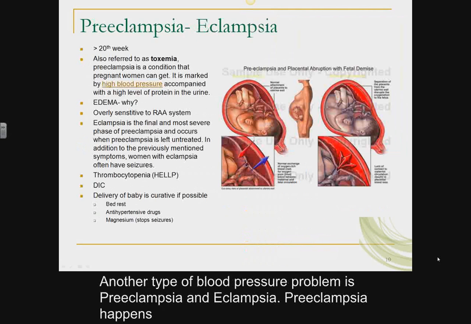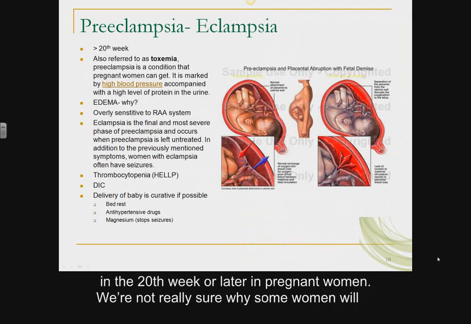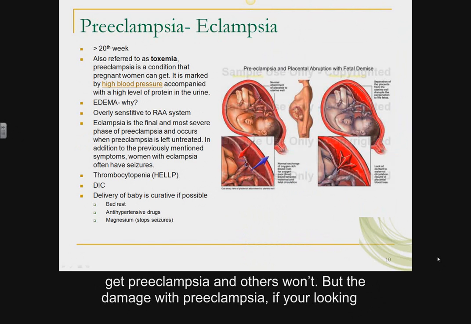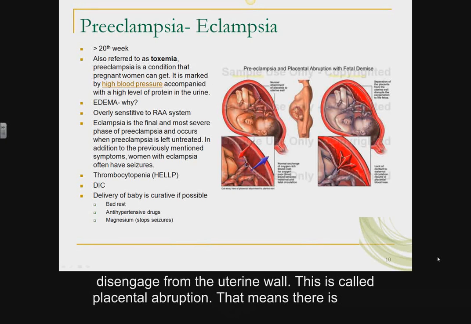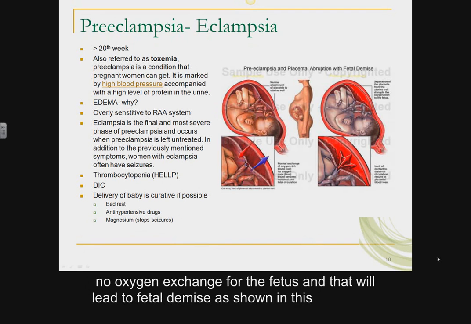Another type of blood pressure problem is preeclampsia and eclampsia. Preeclampsia happens in the 20th week or later in pregnant women. We're not really sure why some women will get preeclampsia and others won't. But the damage with preeclampsia, if you're looking at this picture, is that this really high blood pressure can actually cause the placenta to disengage from the uterine wall. This is called placental abruption, and that means there is no oxygen exchange for the fetus, and that will lead to fetal demise, as shown in this picture.